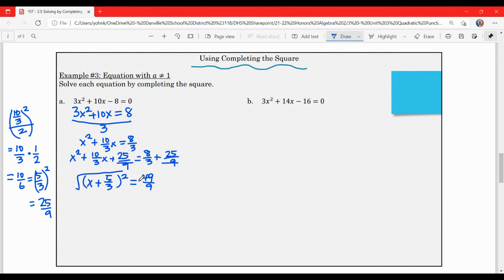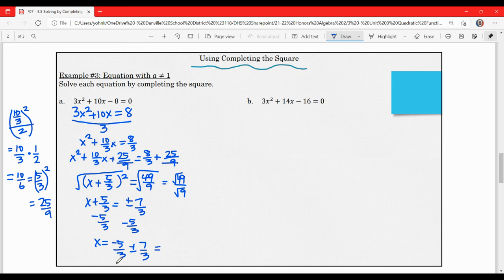So now I can square root both sides. So I get x plus 5 thirds equals plus or minus. Now to square root a fraction, you share the square root. So it's really square root 49 over square root 9. So the square root of 49 is 7, and the square root of 9 is 3. Then I minus 5 thirds. So that gives me negative 5 thirds plus or minus 7 thirds.